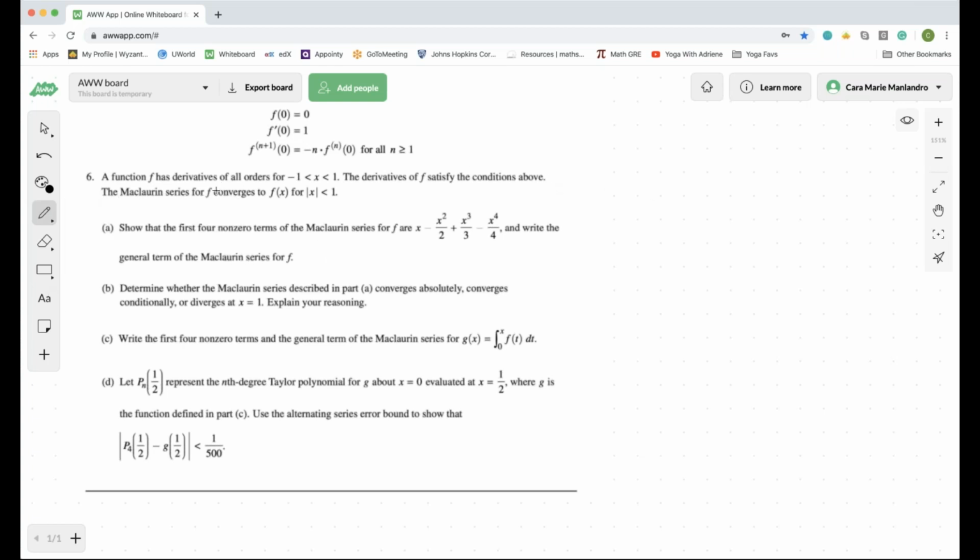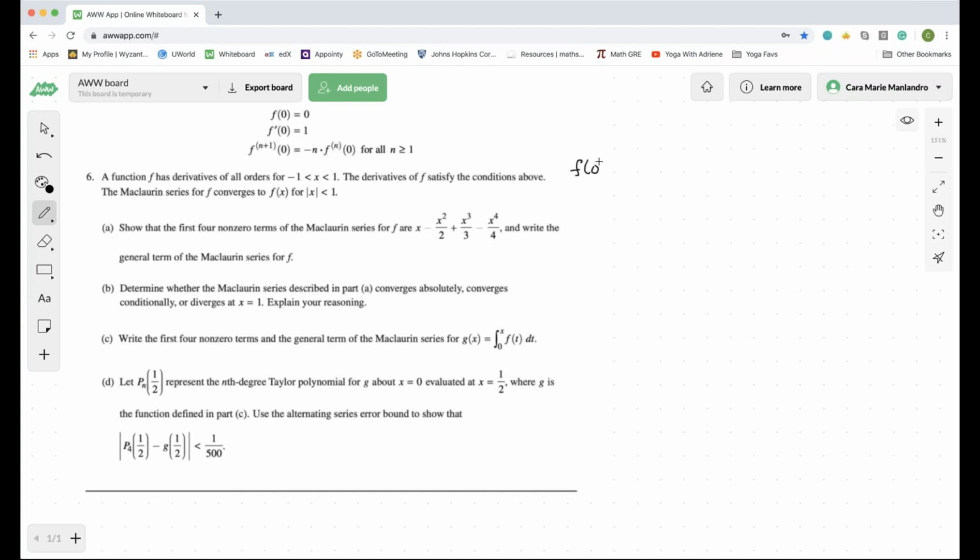Okay. A function has derivatives for all orders. The derivatives satisfy the conditions above, cool. And we know the Maclaurin series converges, awesome. Show that the first 4 non-zero terms of the Maclaurin series for this thing, right, the general term. Okay, so what we want to do is go ahead and figure out what our derivatives are, right? Now note that this is the Maclaurin series, so you're kind of given them.